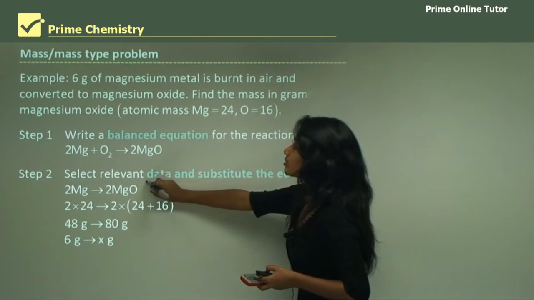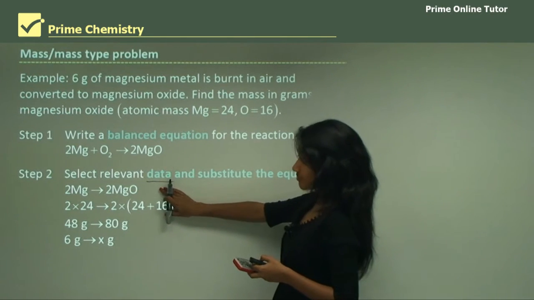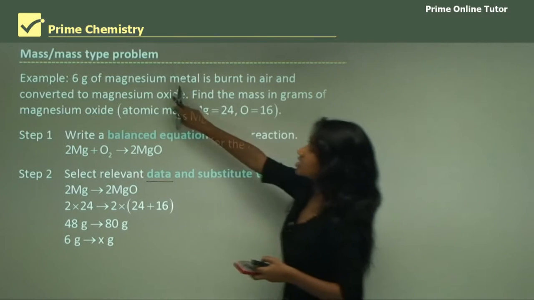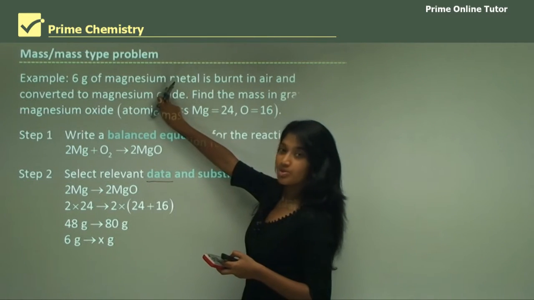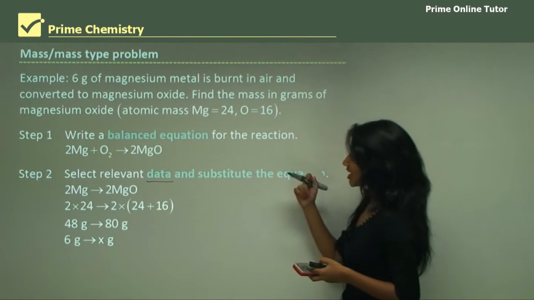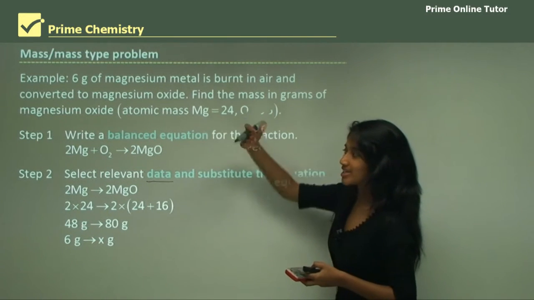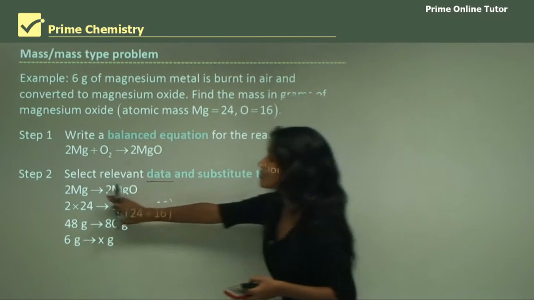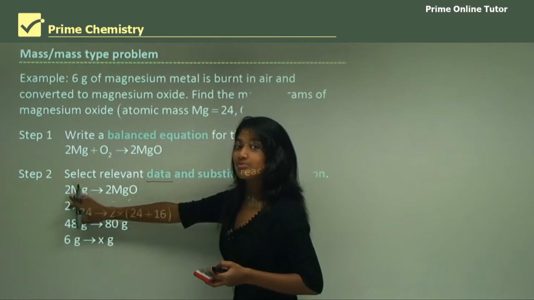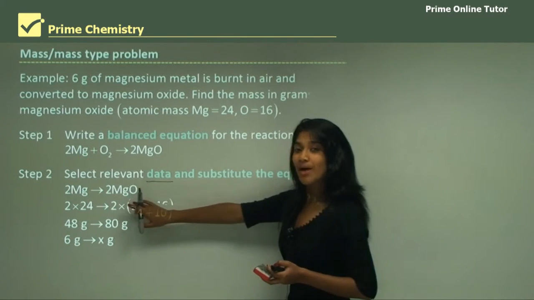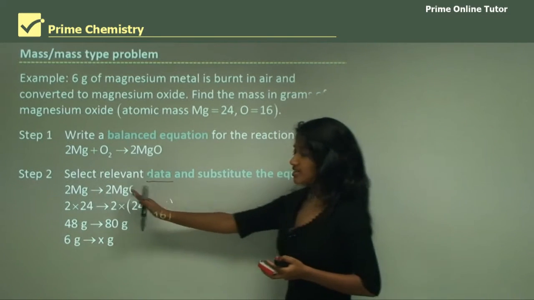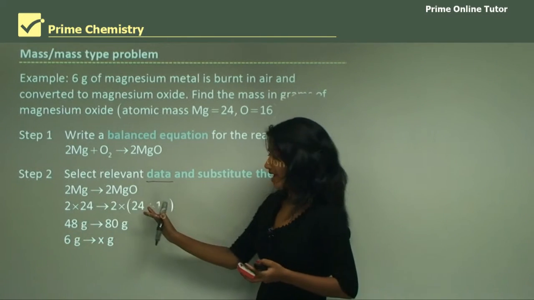Now it is very important to get your relevant data. In this case, we're given that the magnesium metal is 6 grams, so 6 grams of our magnesium metal is used. And then how many grams of magnesium oxide, which means we're going to be comparing the two. So we'll be using our magnesium mass to find out the mass of the magnesium oxide being produced. So you would write your answer like this, so it's easy to compare.